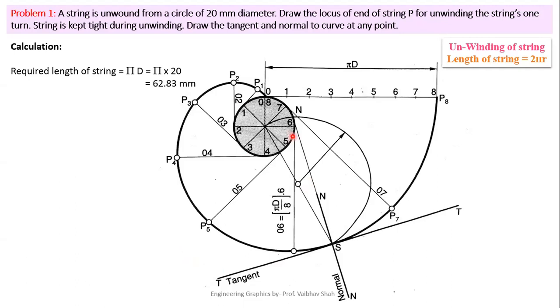So once again, we'll be having this semicircle intersecting this circle somewhere here. So mark this point as point N. Connect this N point with your S point and extend this line. You will be having normal and try to draw 90 degree line at the same point. You will be having normal and tangent. So this is a normal and tangent at our any given selected point. We can draw tangent and normal.